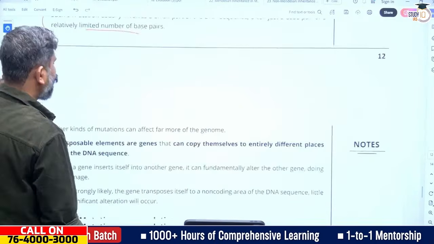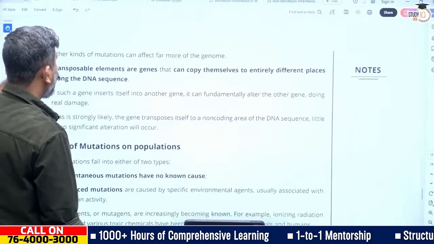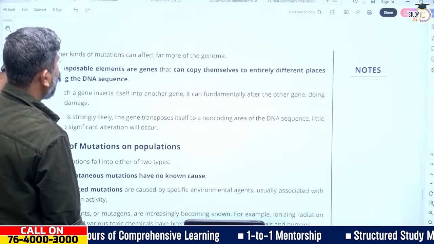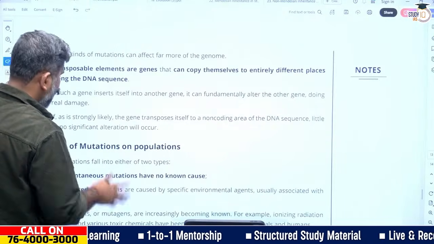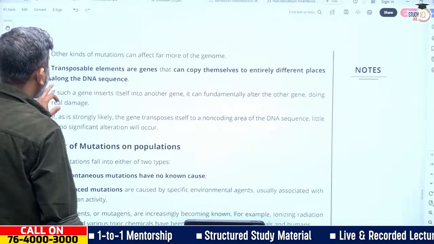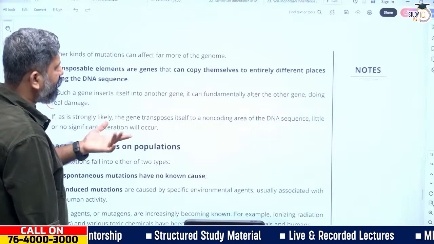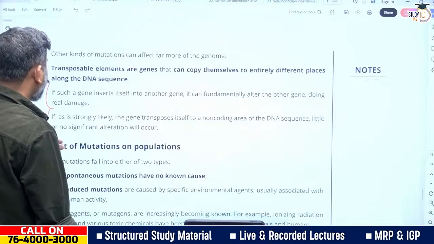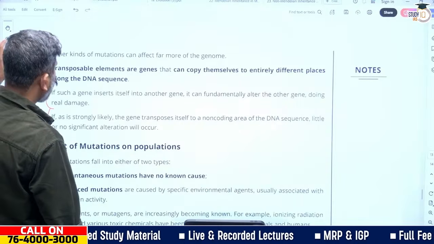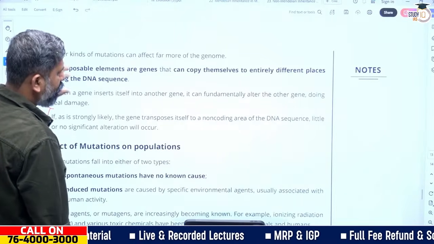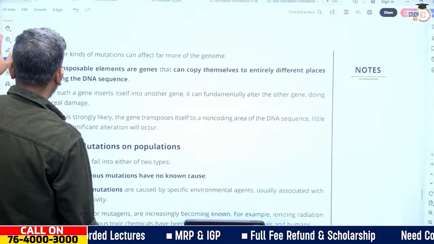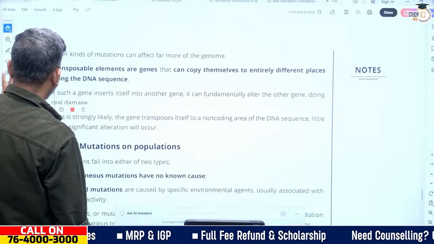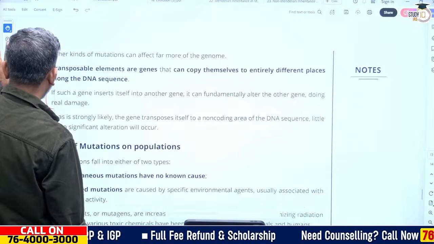Other kinds of mutations can affect far more of the genome. Transposable elements are genes that can copy themselves to entirely different places along the DNA sequence. They will go from here to somewhere else. If such a gene inserts itself into another gene, it can fundamentally alter the other gene. If, as is strongly likely, the gene transposes itself to a non-coding area of the DNA sequence, little or no significant alteration will occur. Anyways, what is important for us is the impact of it.